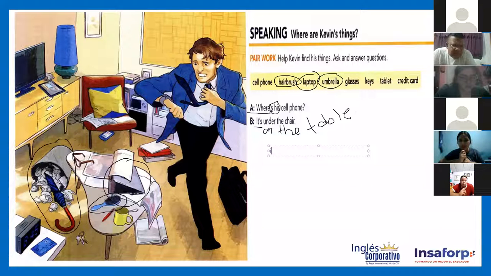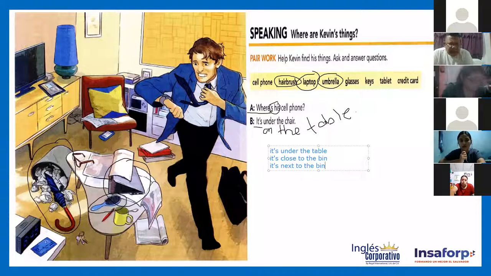Okay, very good. It's under the table, or it's close to, también podemos decir close to the bin. Or it's next to the bin. Okay, thank you, Lourdes. Excuse me, what does bin mean? Bin, okay, the meaning is when you have the trash can, this one is the trash. Okay. Or the bin too.